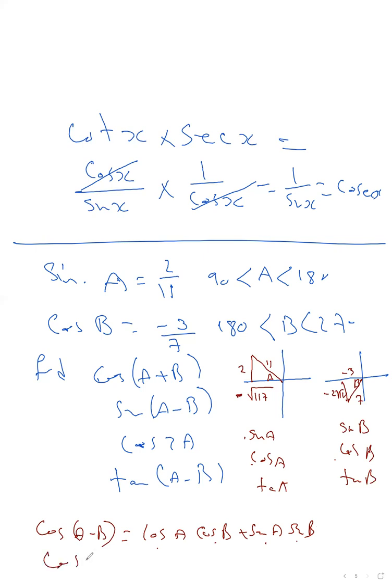Cosine 2A, for example, has three formulas, which are cosine squared A minus sine squared A, or 2 cosine squared A minus 1, or 1 minus 2 sine squared A. It's okay? And you can complete this question. Okay.